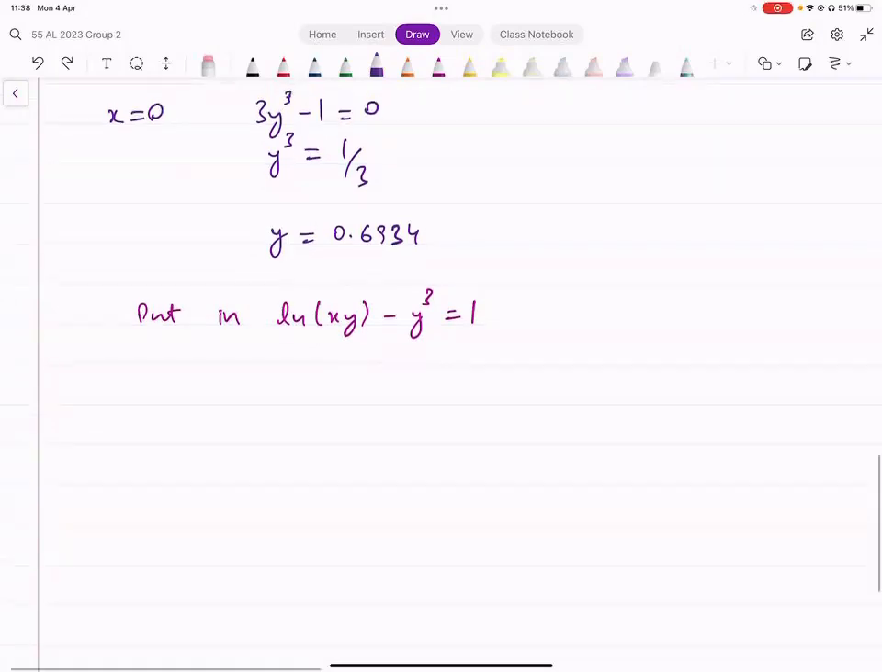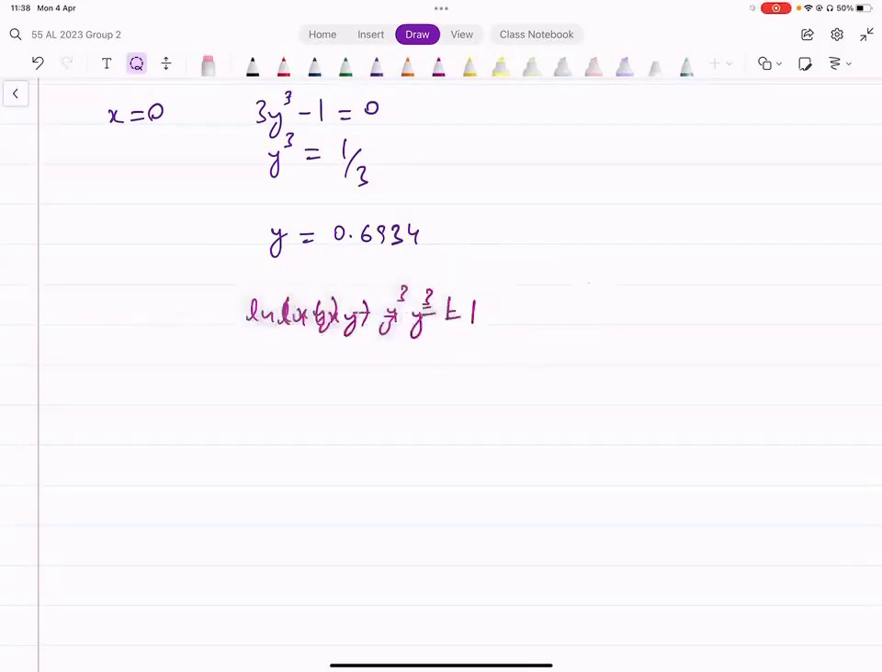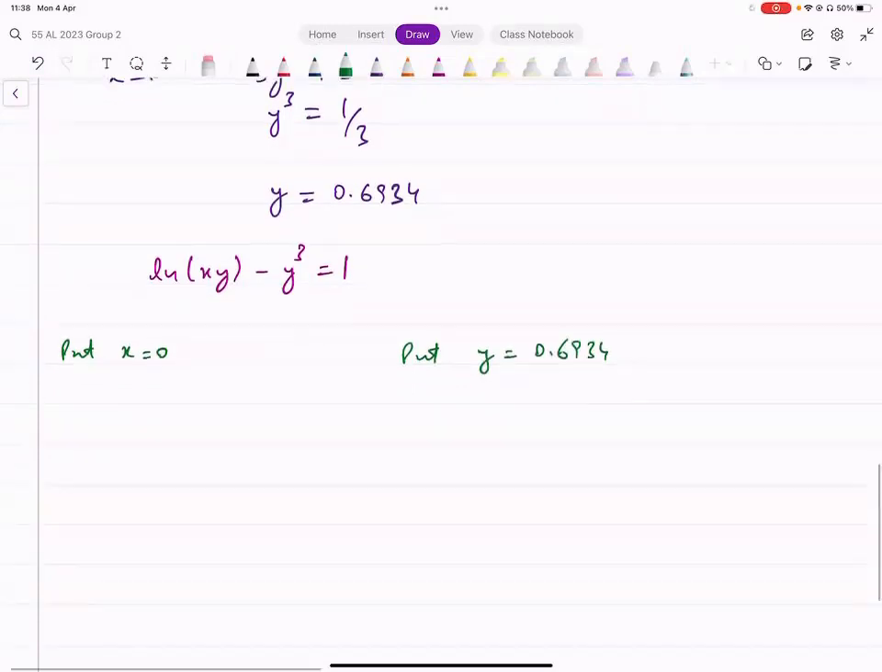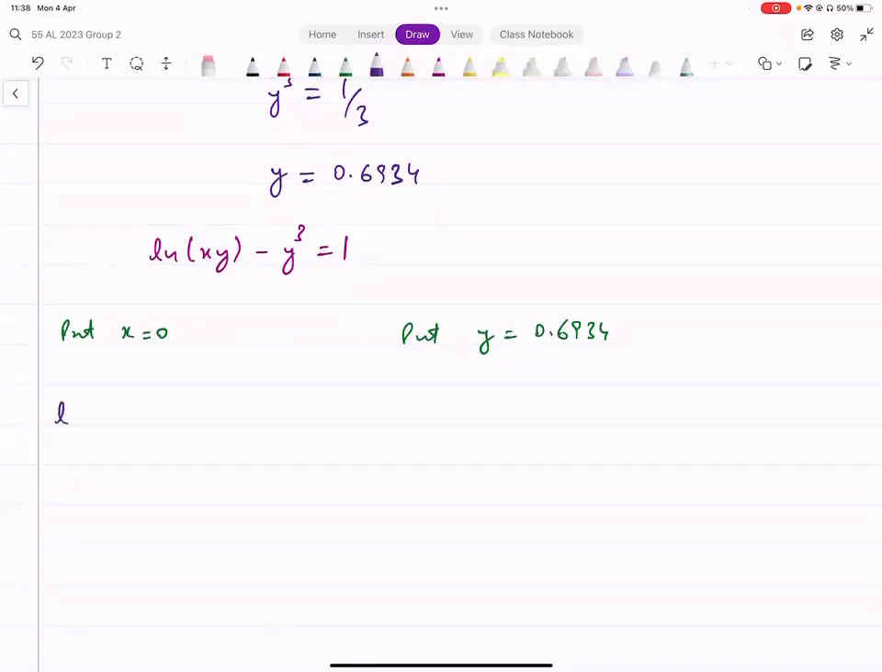Yes, so let's do that. So if we were to put these values in this equation, इसमें हम one by one दोनों input करते हैं. Let's input x equals 0 here. Let's input y equal to 0.6934. When we input x equals 0 here, you see what happens. ln of 0 minus y cube equals 1.